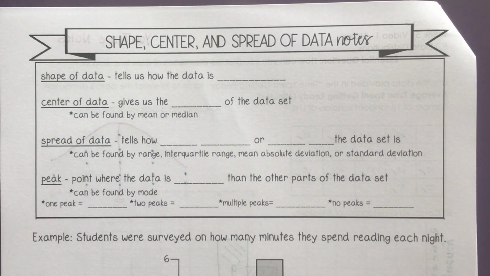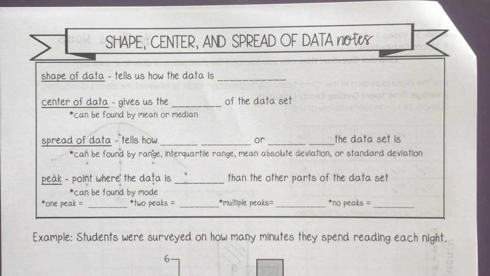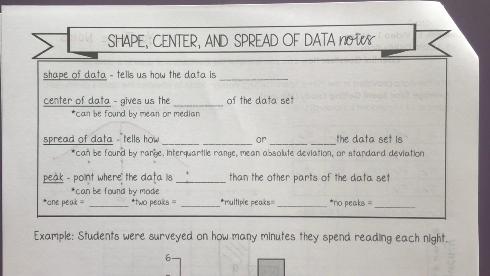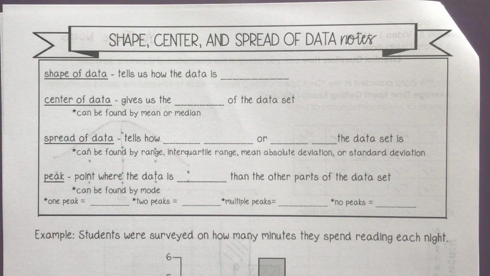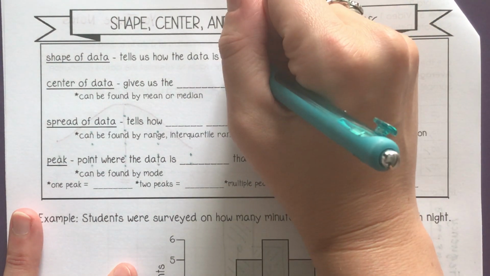Now we're going to talk a little bit about the shape, the center, and the spread of our data. So the shape of data, if I were to graph it, tells me how the data is distributed.